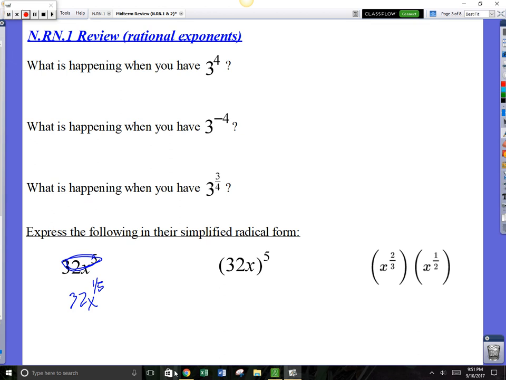Okay, now let's morph that. So your 32 has an exponent of 1. So not really going to morph that to a radical, but this guy right here is what we're going to morph. If you got x to the 1/5, what that means is we're going to have x there, the 1 goes here, and the 5 goes there.